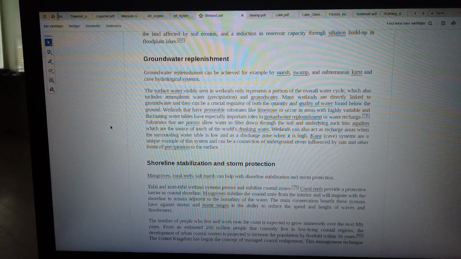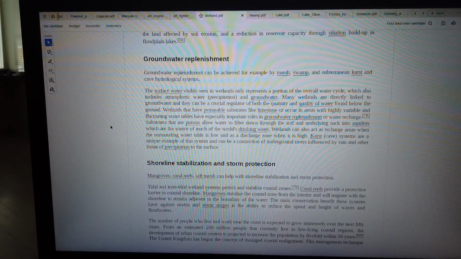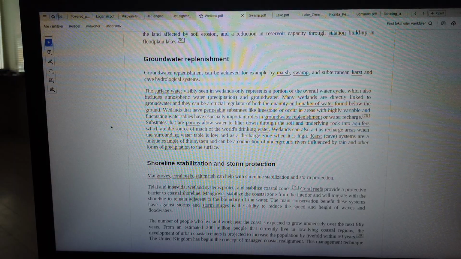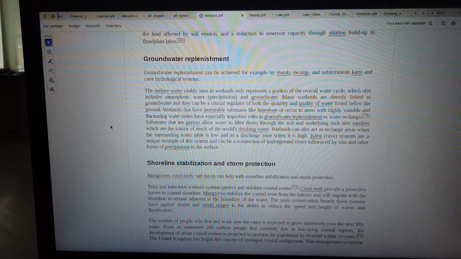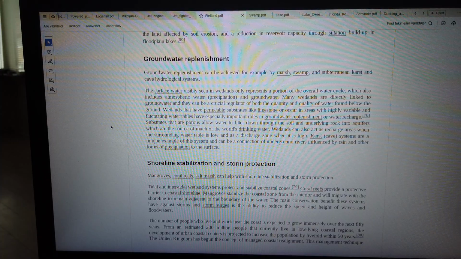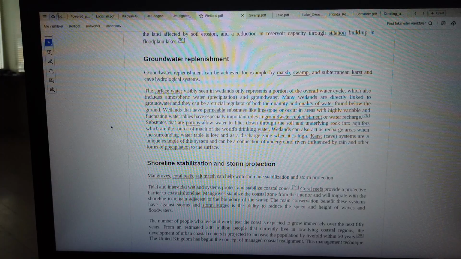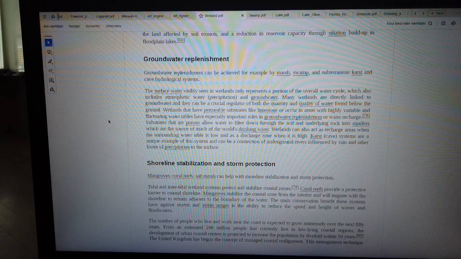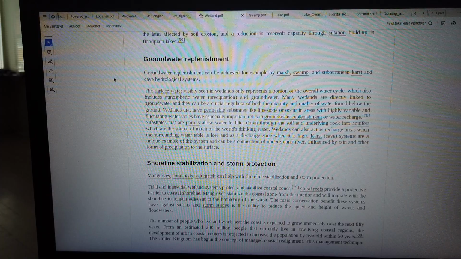Substrates that are porous allow water to filter down through the soil and underlying rock into aquifers, which are the source of much of the world's drinking water. Wetlands can also act as recharge areas when the surrounding water table is low and as a discharge zone when it is high. Karst cave systems are a unique example of this system and can be a connection of underground rivers influenced by rain and other forms of precipitation to the surface.